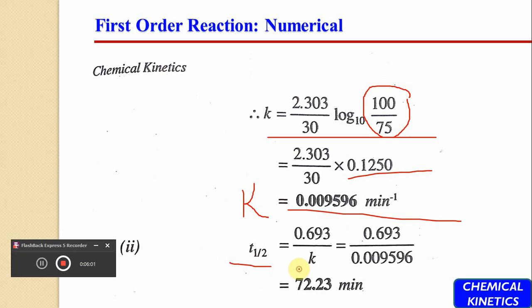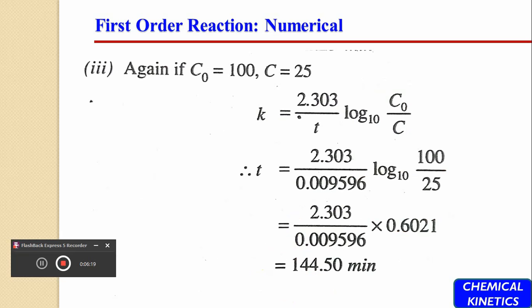In the second case, we are asked to calculate the half-life period. The relationship between half-life period and the rate constant is t1/2 is equal to 0.693 divided by k, and this k we calculated here. We will put this value in place of k, and then the half-life period will be 72.23 minutes.